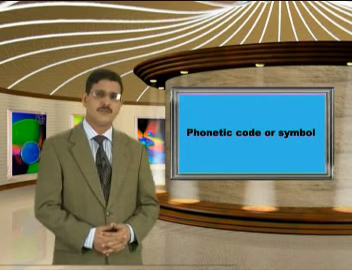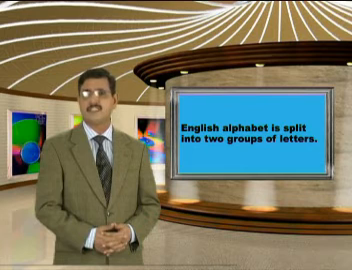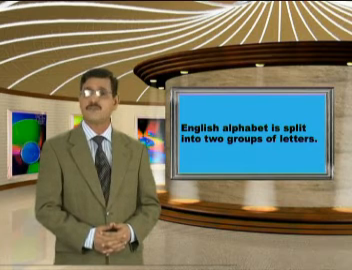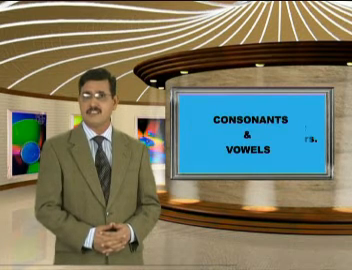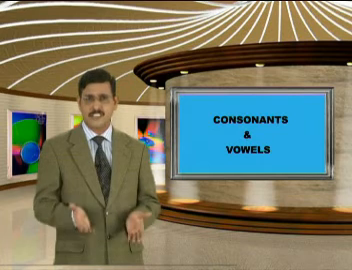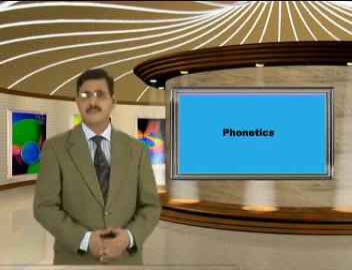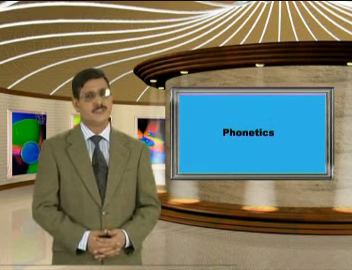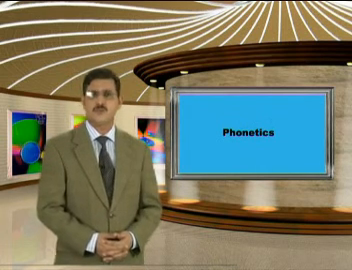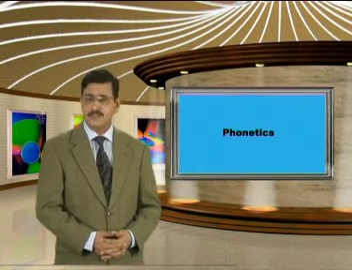As you already know, the English alphabet is split into two groups of letters. There are consonants and vowels. Dear students, we also use these two groups of sounds to build up the phonetic code. So let's take a look at the first group.